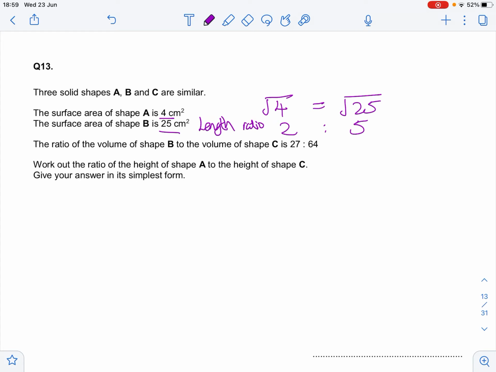Then we are told the ratio of the volume of B to the volume of C is 27 to 64. So if this is A, this is B, then B and C have volume ratio 27 to 64. Then we want to translate this into a length ratio. We need to take cube roots. So therefore the length ratio of B to C is 3 to 4.